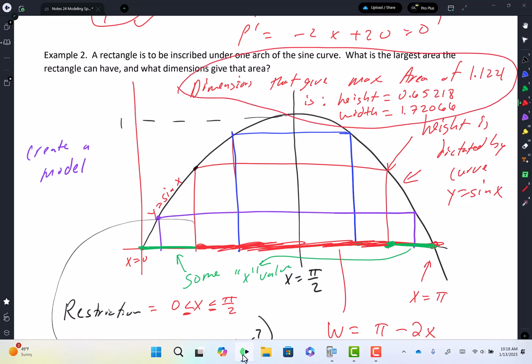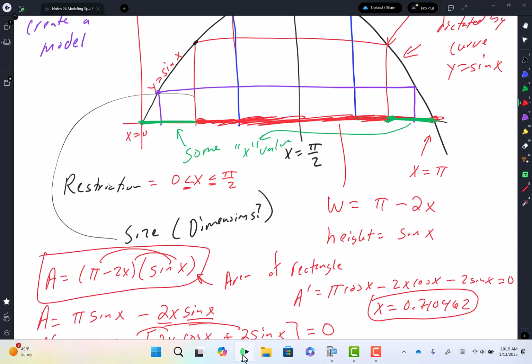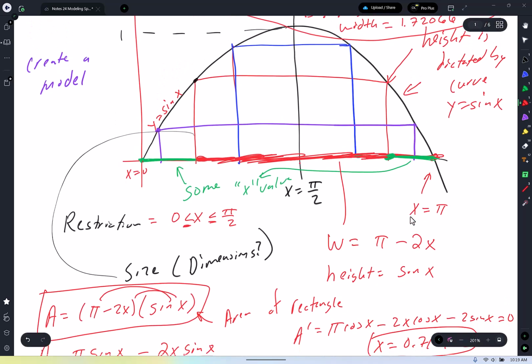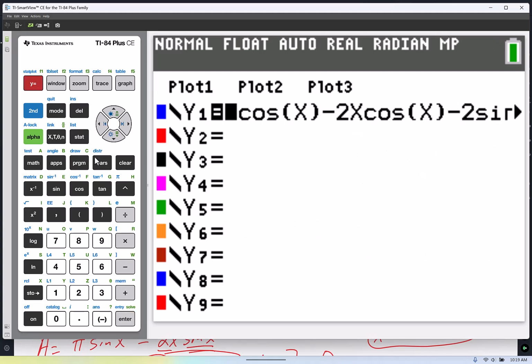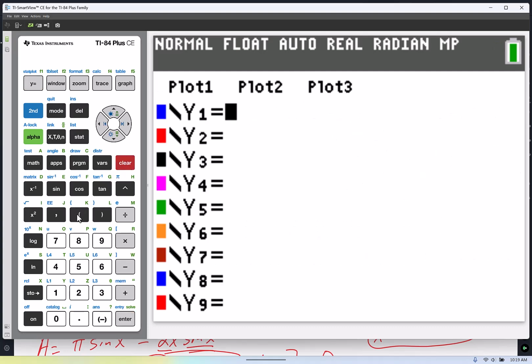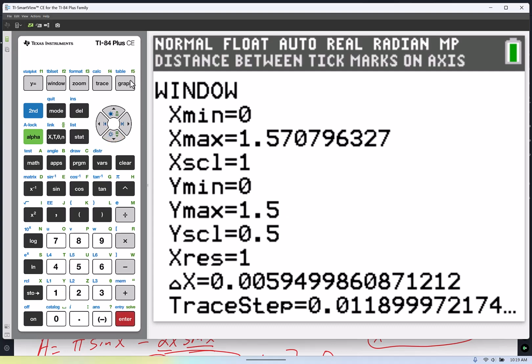And now, if you wanted to, you can just do algebra. You can just type this into your Y1 and see that that's your max area. Let's do it real quick. You don't have to do this, just observe. I'm going to go to Y equals, clear this, and type sine x times pi minus 2x. This is my max area. Window, 0 to pi over 2, and I know that the area is 1.22, so I'm going to go to 1.5. Graph.